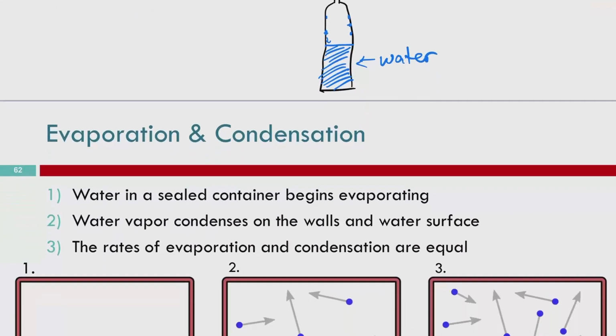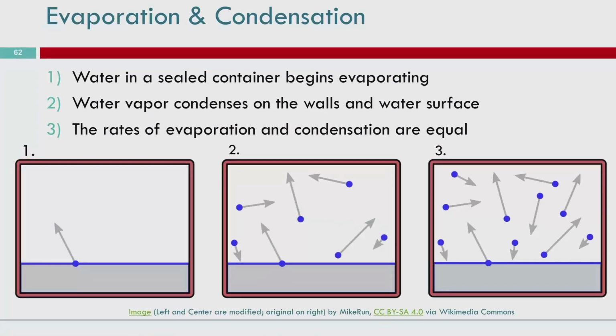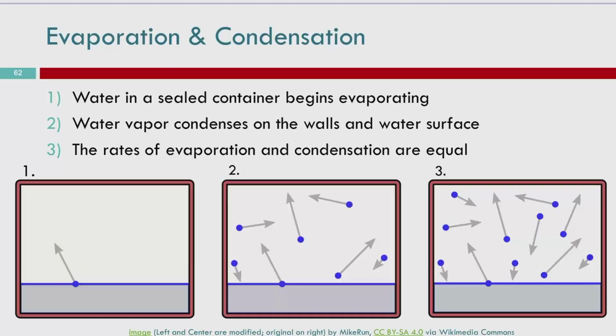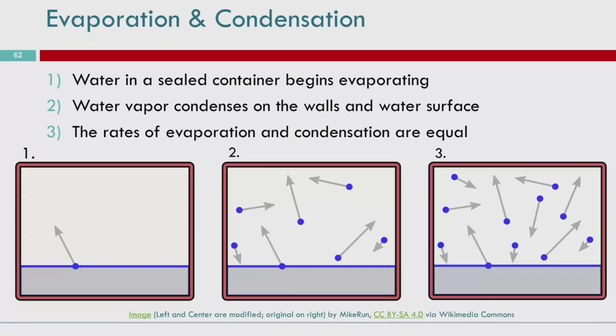And here's some more diagrams. So we've got 3 different scenarios here to show our dynamic equilibrium. Initially, we've just got water. It's like you took one of those water bottles, you drank half of it or most of it, and now you've just got the water, and the top is mostly just regular air.